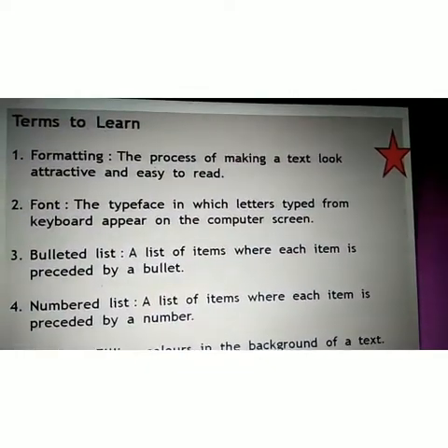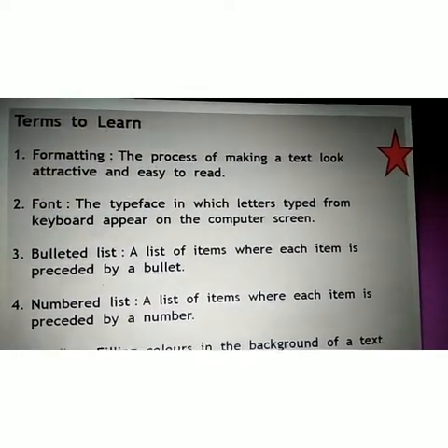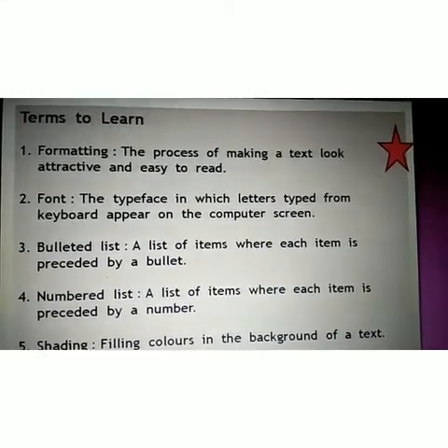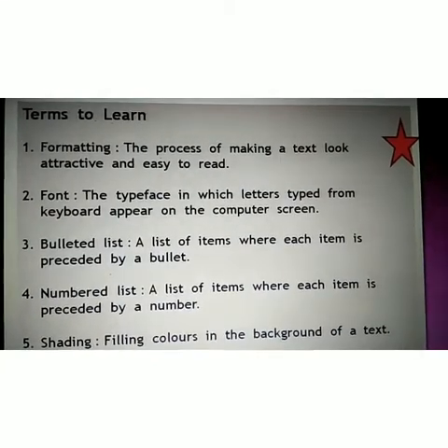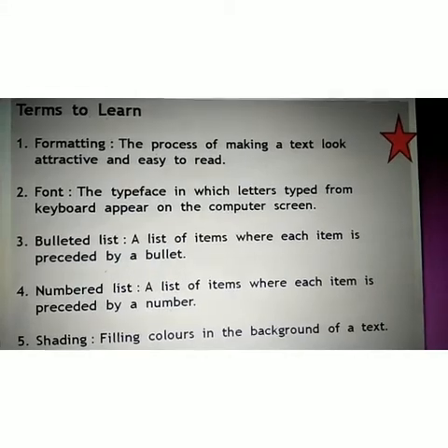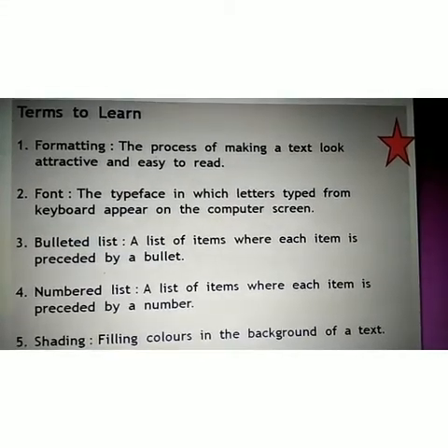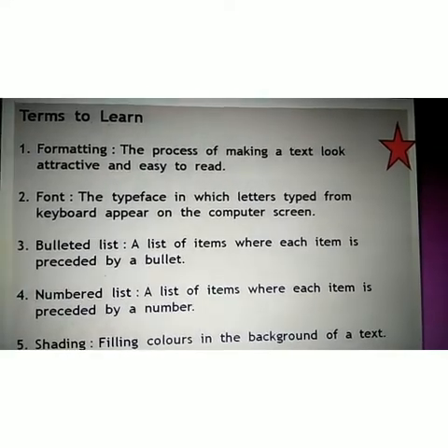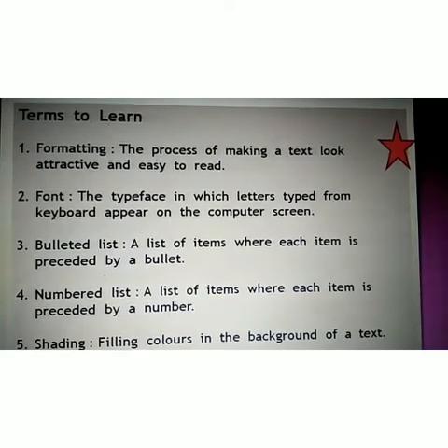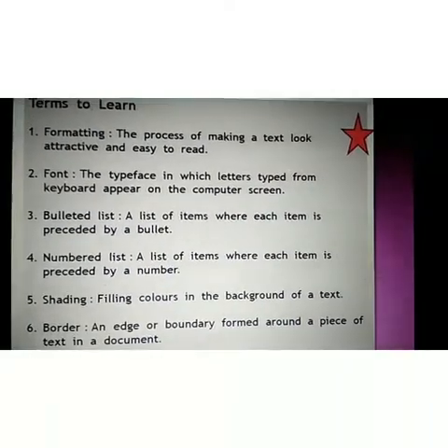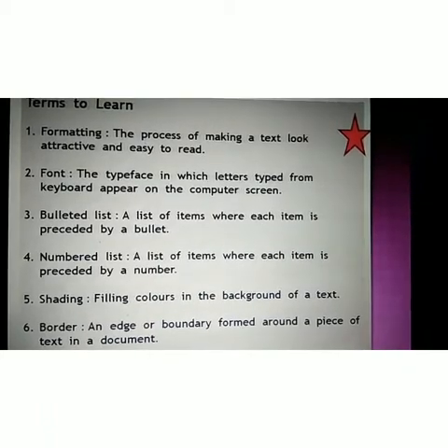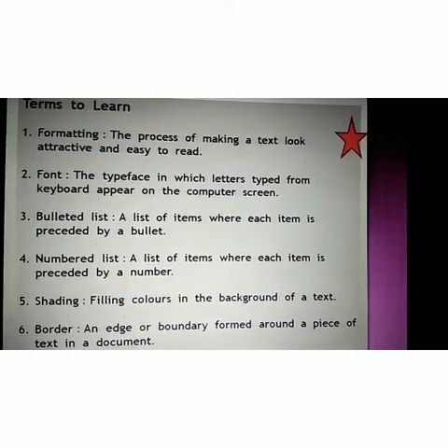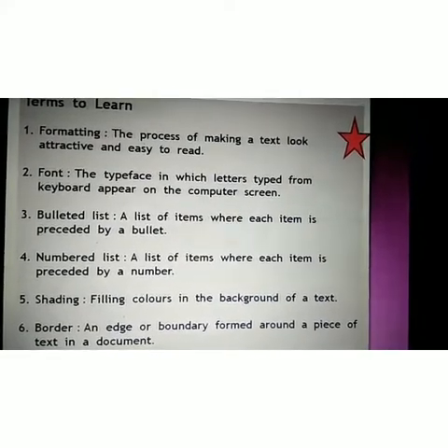Then next, students, are the terms to learn. First is formatting, which means the process of making a text look attractive and easy to read. Then font means the typeface in which letters typed from the keyboard appear on the computer screen. Next, a bulleted list means a list of items where each item is preceded by a bullet. Then a numbered list means a list of items where each item is preceded by a number. Then shading means filling colors in the background of a text. Then border is the edge or boundary formed around a piece of text in a document.